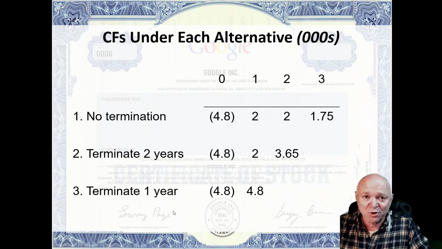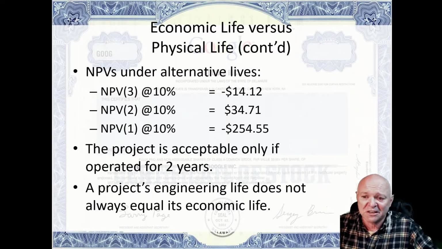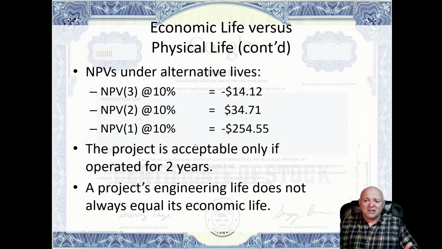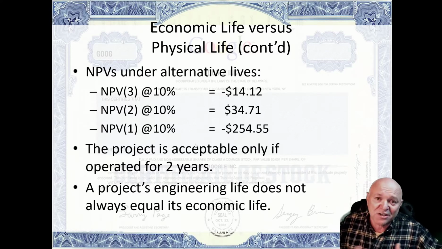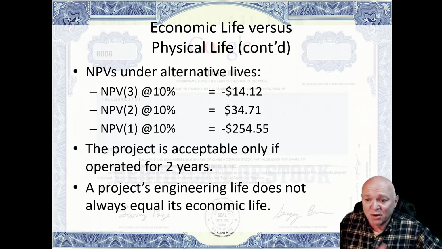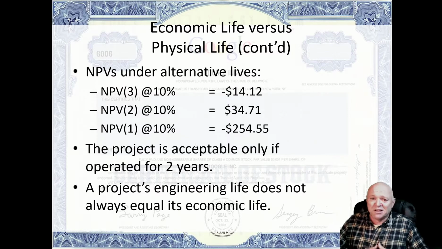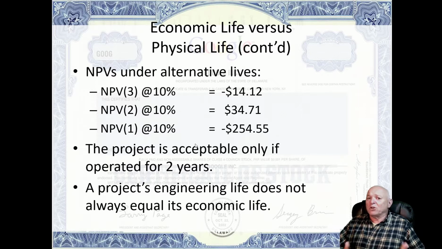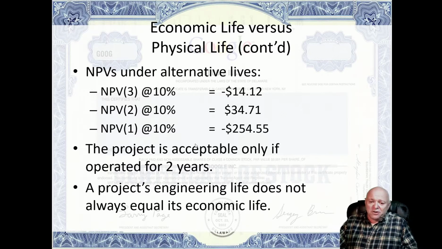With this information input into our calculator or spreadsheet, we see that the valuation that we get, if we operate for the full 3-year period, we end up with a negative NPV of $1,412. If we operate for 2 years and then shut down and earn the salvage value of $1,650, we're going to have a positive NPV of 34.71. And if we don't operate at all, well, basically we lose the cost of capital, the carrying cost, and that's going to give us a negative NPV of 254. The only way this project works is if we run it for 2 years and then shut down.